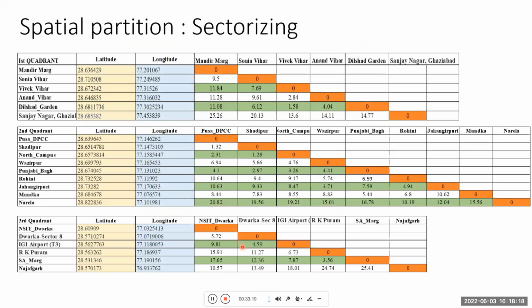The spatial sectorization has been shown in this particular picture, where the first quadrant has only 6 important stations with their geolocation, and these are the actual distances from station A to station B and to station C, likewise. I have not shown the fourth partition because the remaining is the fourth one. If you know the complete set of stations, the fourth one will be the odd one among them.